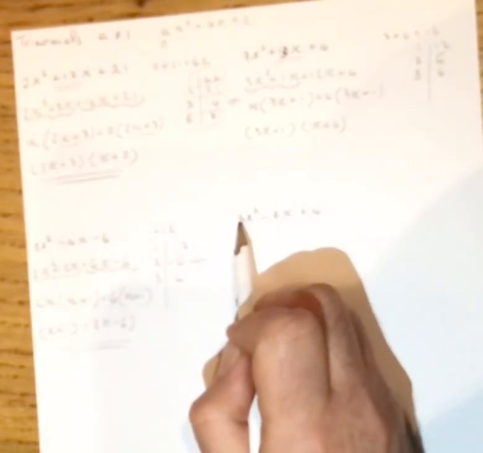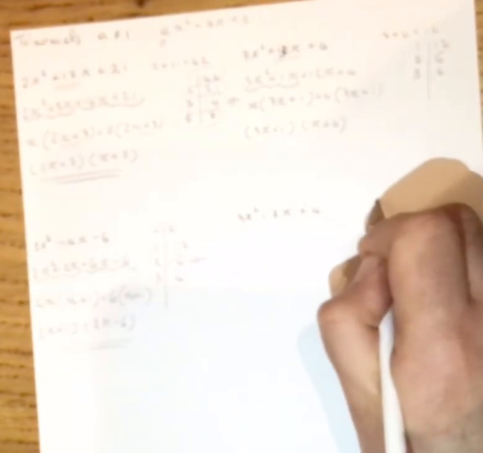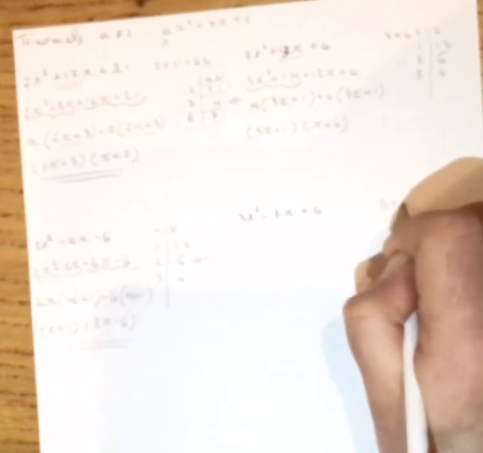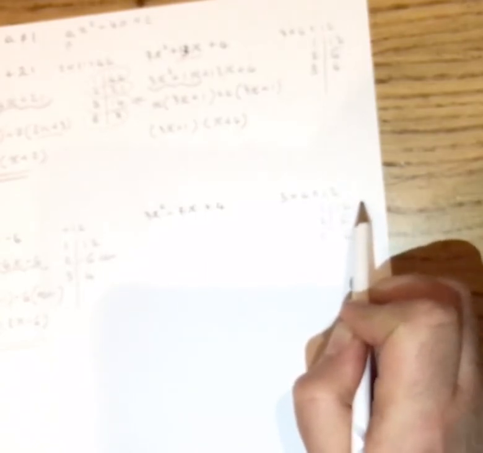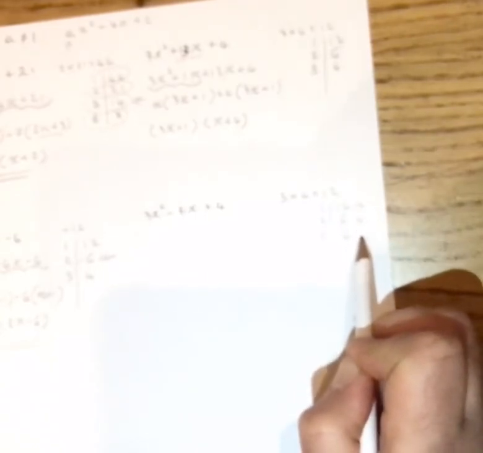Okay, last one. Times A and C. 3 times 4 is 12. Fine, 12 again. So 1 and 12 are factors, 2 and 6, and 3 and 4. Now, we need to make minus 7. So that's not an option. That's not an option. That's the only option.